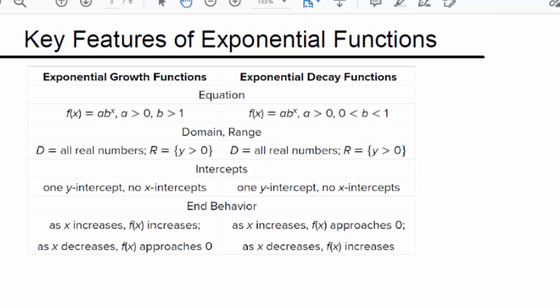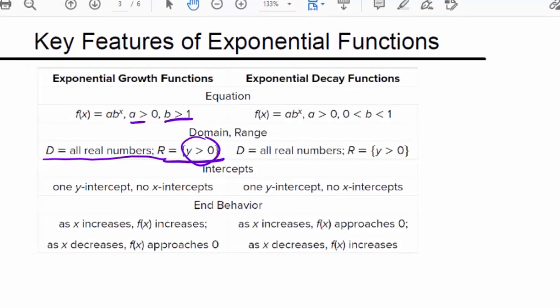All right, we've got some key features. We've got exponential growth on the left and exponential decay on the right. So exponential growth, again, a is greater than 0 and b is bigger than 1. The domain should be all real numbers. The range will be all y values greater than 0.